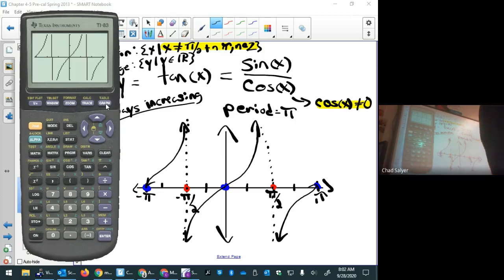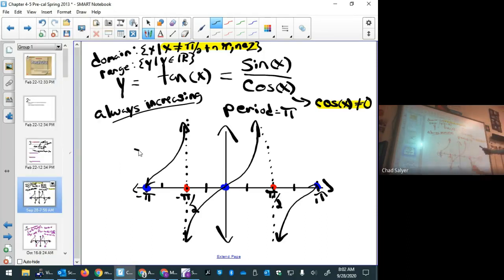I really need to update my emulator here. It's just a hassle to do so because I've got to upload the ROM to the computer and all that. But anyway, so tangent of x would look like this. Questions about this?